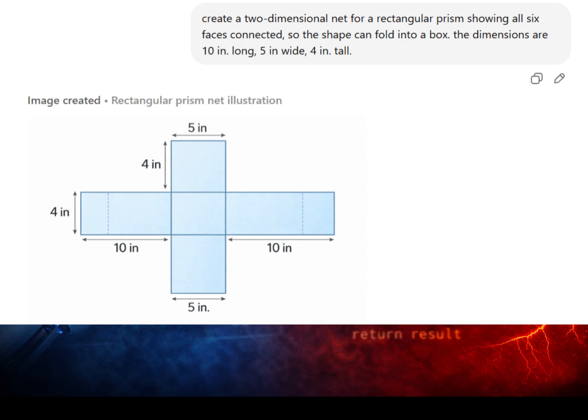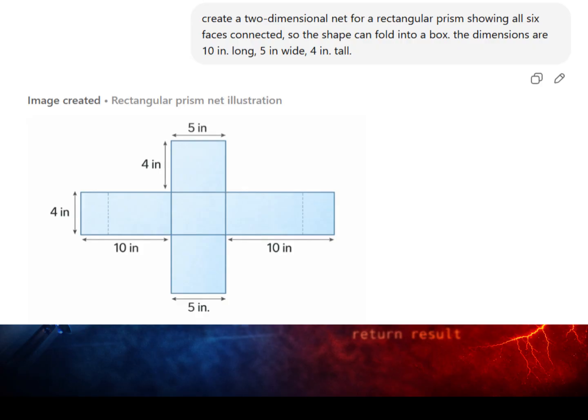The model generated a diagram that looks somewhat like a cross of rectangles connected together. At first glance, it appears reasonable. There are several rectangles attached to each other, and it resembles the type of net you might see in a textbook. But when you analyze it more carefully, a problem appears.